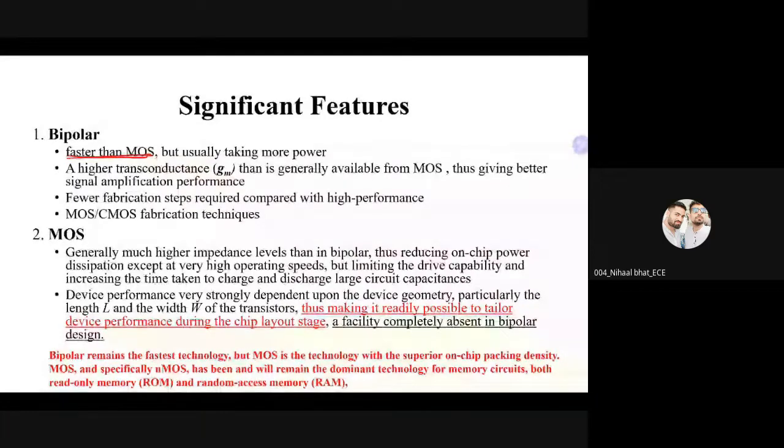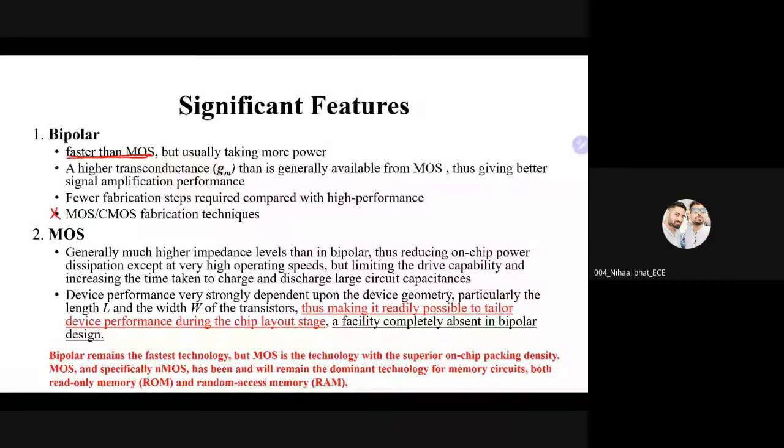There are fewer fabrication steps required compared with high performance MOSFETs. In MOSFETs, you require many steps, and a very professional and complicated setup is required to manufacture them. But in BJTs, the fabrication steps are fewer and quite simpler as compared to MOS and CMOS fabrication techniques. Okay, so this is only one point, it is not 2 points. But inherently MOS also have some advantages. They also have an upper hand as compared to bipolar devices.